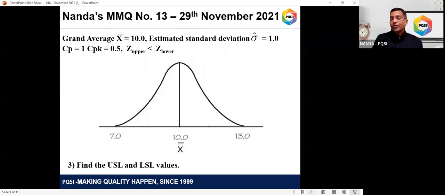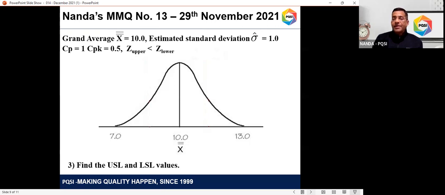So Z upper by 3 is 0.5. So Z upper is 1.5. So that means on the upper side, what does this tell you? On the upper side, only 1.5 standard deviation is inside spec. So which means 10 plus 1.5, 11.5. So that is your upper spec. So upper spec is 11.5.